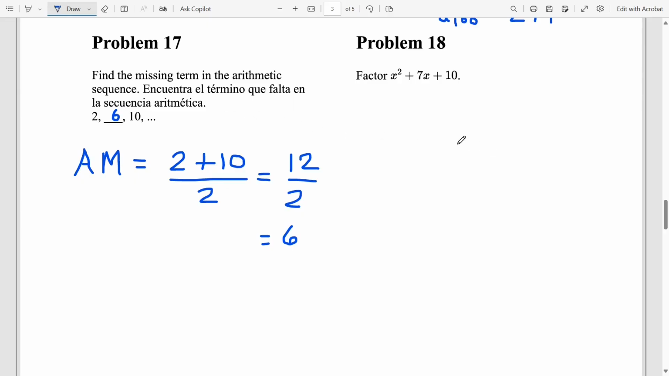All right, next one. We're going to factor x squared plus 7x plus 10.